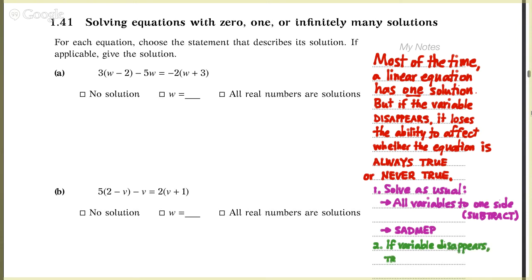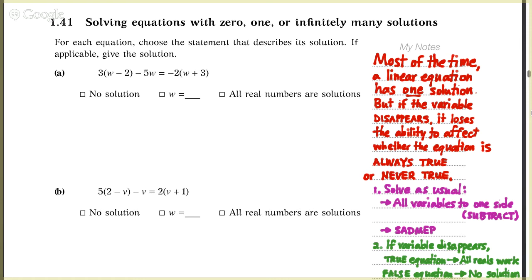And then, if the variable happens to have disappeared, you're going to be left with an equation that has only numbers in it. If that equation is actually balanced, if it's true, it means that all real numbers must have been solutions to the original equation. If the equation that you get there is false, if it's imbalanced, that means that the original equation is also fundamentally imbalanced and that there is no value of the variable which solves the original equation. So when your variable disappears, you either have a situation where there is no solution to the equation or a solution where every possible value for the variable is a solution.